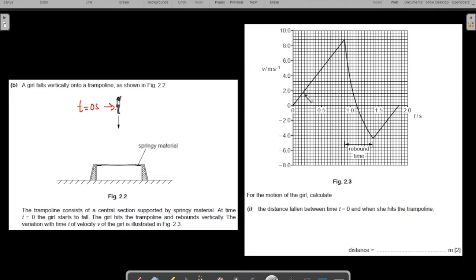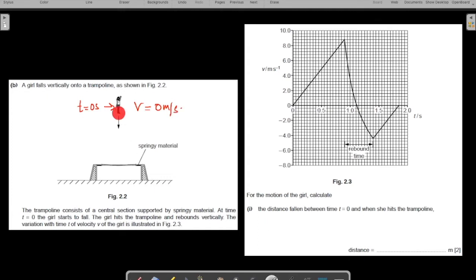So let us understand what is happening here. The velocity is increasing from 0. Initially at t equal to 0 seconds, she was at this location, she started falling. The velocity was 0. This is what we understand. Time t is equal to 0, the velocity was 0. Maybe she was standing at a platform, right, and then she took a jump. So initial velocity was 0 meters per second.